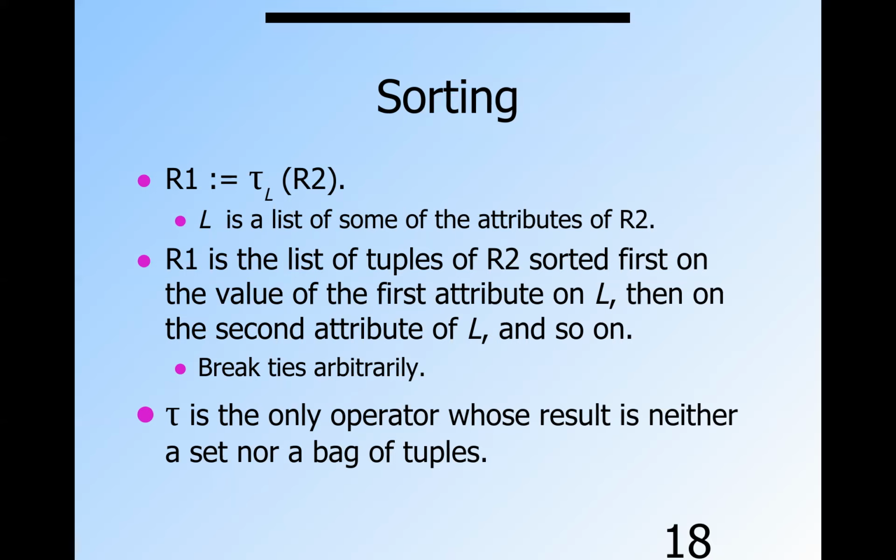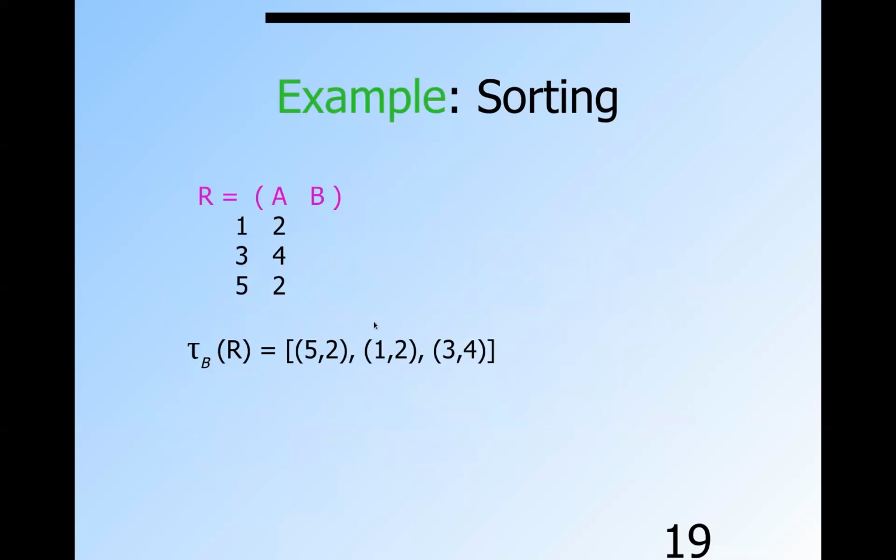But I hope that the sorting is clear. Okay, yes, the tau operator is the only operation whose result is neither a set nor a bag of tuples. It's a sorted set or sorted bag of tuples. So if you sort on B here, it could result in this, because we have a tie on B, 5 and 1, and so it puts 5 first, and then it puts 1, right? That's just showing that it's arbitrary, because the first and the third tuple have a tie on B.